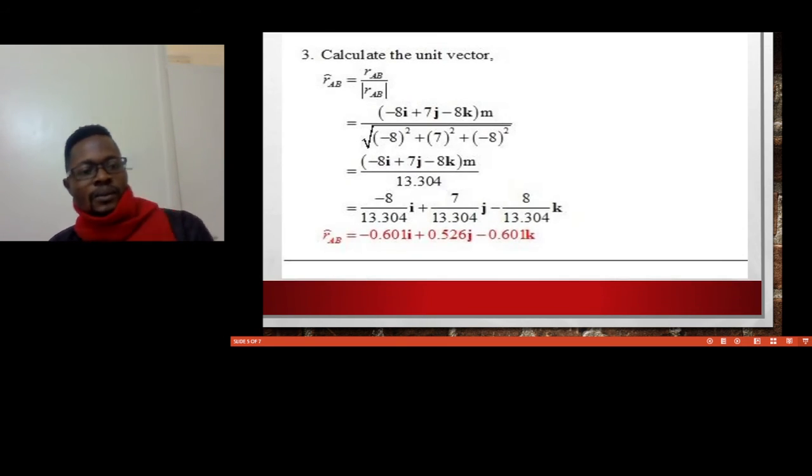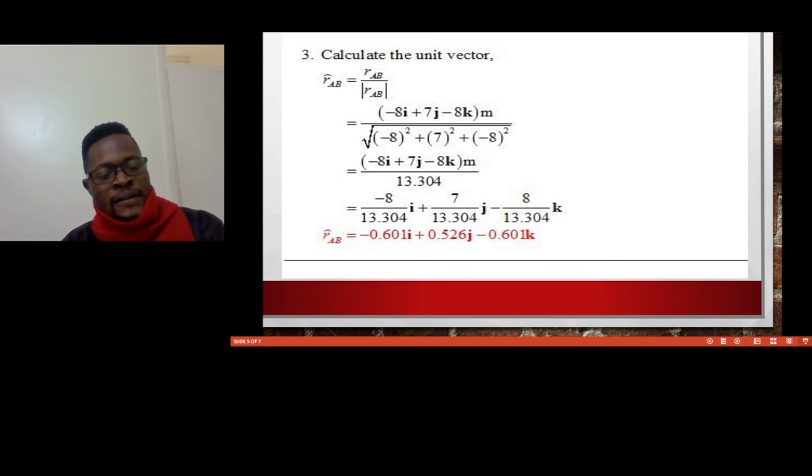So let us see what we're supposed to do next. We are to calculate the unit vector. To calculate the unit vector, it is always given by this formula. Since we are using R, the cap on top of this R represents vectors.